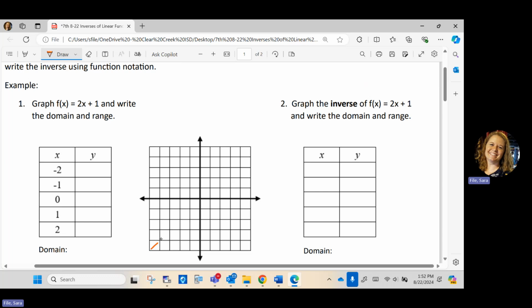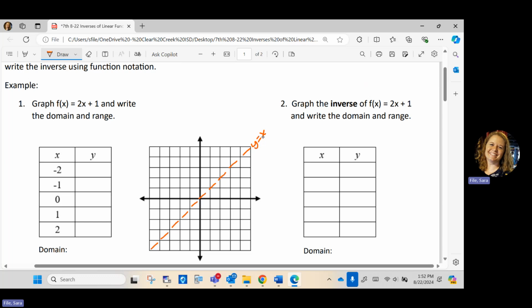Okay, so I am just going to put that on here as a dashed line for reference. This is where the linear parent function is, and I'm just going to label that y equals x. Okay. Now, what this is asking us to do in number 1 is to graph the function 2x plus 1. They say f of x equals 2x plus 1, and then write the domain and range.